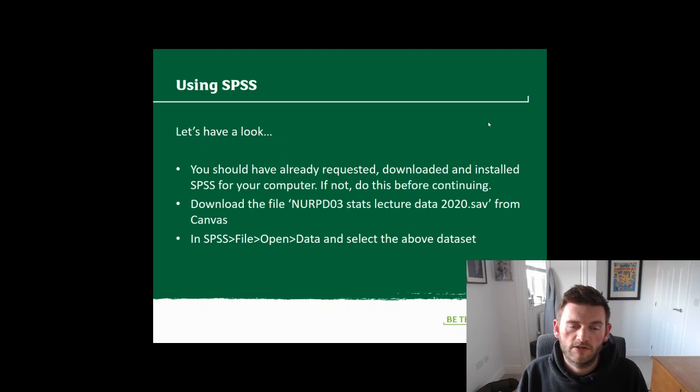If you do have access to the software, download the file that's in this Canvas page and some instructions. When you open SPSS, go to File, Open Data, and then find wherever you saved that data set, and that will open it up for you.